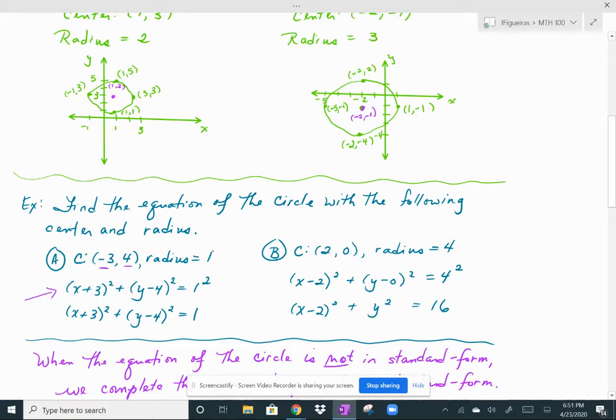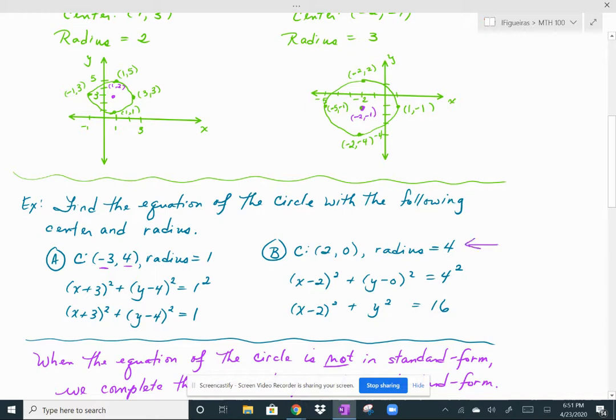And on the right, you just need to square the radius. So that's why we have 1 squared on the right. So 1 squared is just 1. So your answer is what you see here: x plus 3 squared plus y minus 4 squared equals 1. Okay, let's do another example.